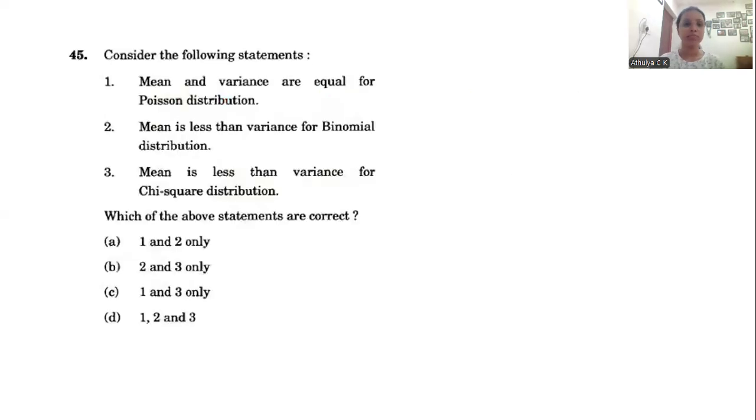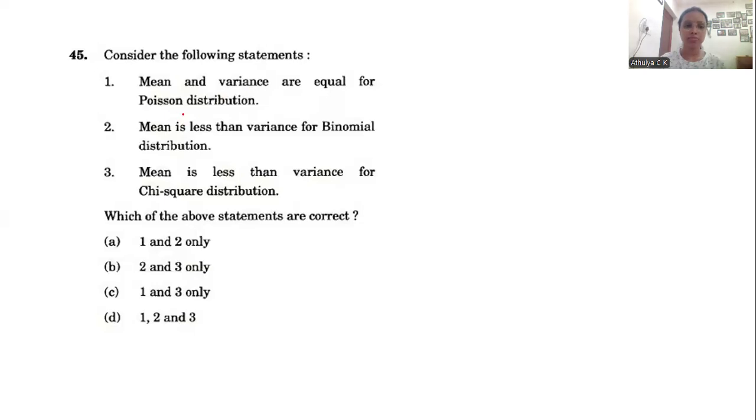Today's question is, consider the following statements. Mean and variance are equal for Poisson distribution. Mean is less than variance for binomial distribution, and mean is less than variance for chi-square distribution. Which of the above statements are correct? So we are given three statements.